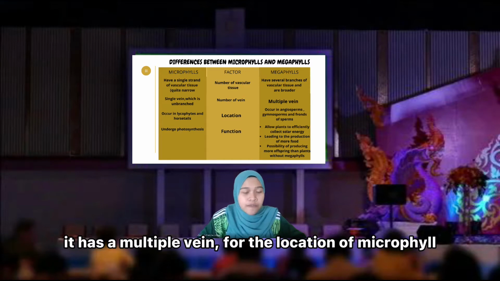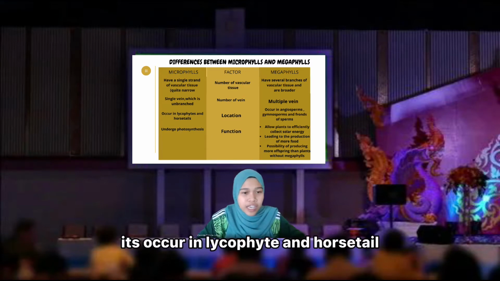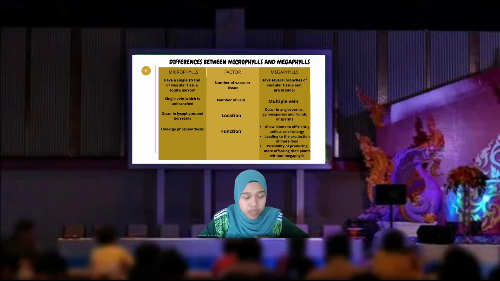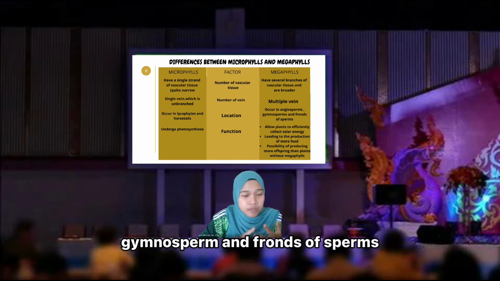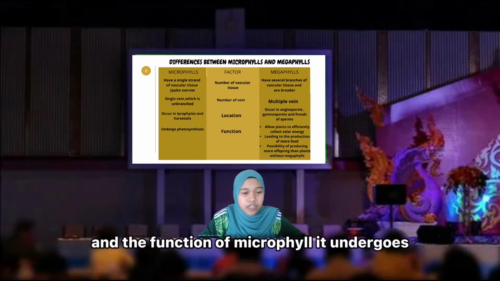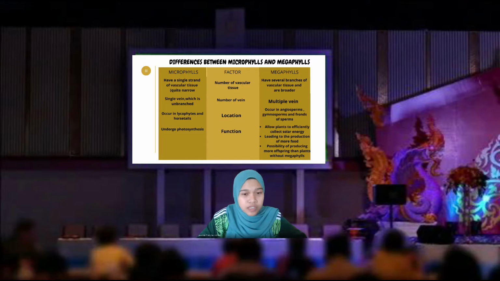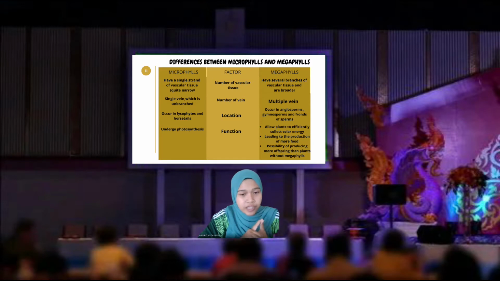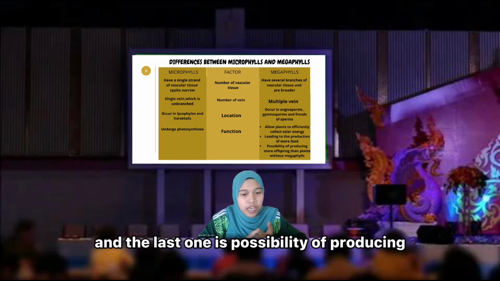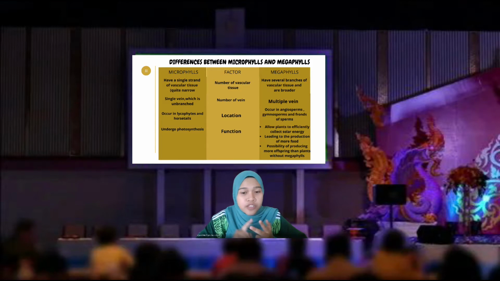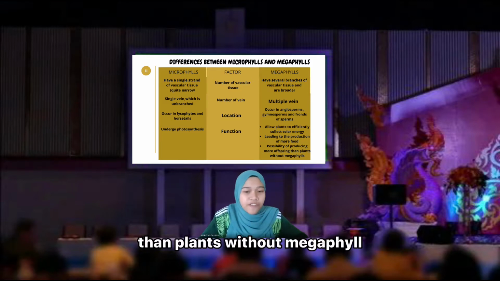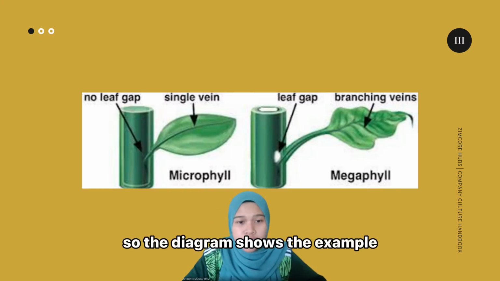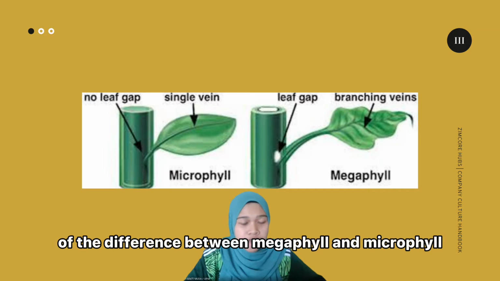For the location of microphyll, it occurs in lycophytes and horsetails. For the location of megaphyll, it occurs in angiosperms, gymnosperms, and ferns. And the function of microphyll, it undergoes photosynthesis. Meanwhile, for the megaphyll, it allows plants to efficiently collect solar energy, leading to the production of more food. And the last one is the possibility of producing more offspring than plants without megaphylls. So the diagram shows an example of the difference between megaphyll and microphyll.